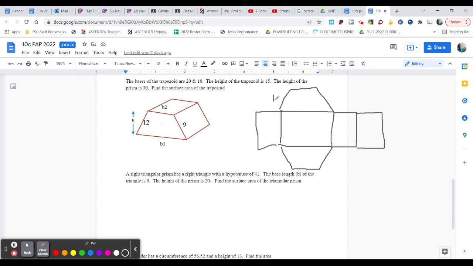So in this trapezoid, we have 12, 9. One of the bases is 20, the other base is 10. And so we can sort of match that down here if we need to. The height of the prism is 30. So that's the distance from base to base. Whenever they talk about the height of the prism is 30, 30 will go right here. It'll be this length here for all these rectangles. The height of the trapezoid is 15.